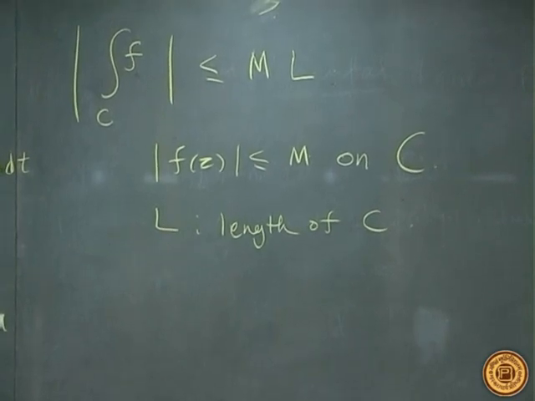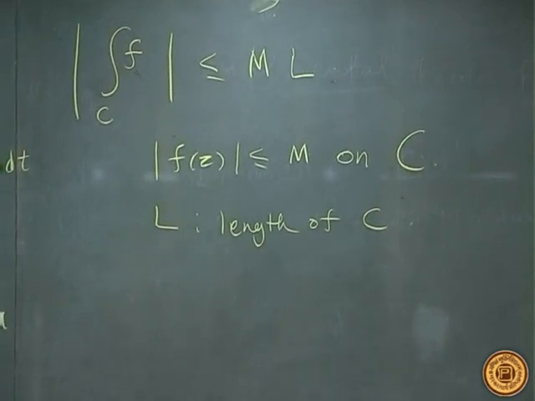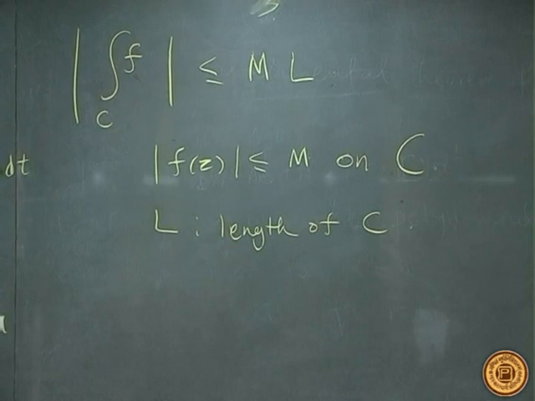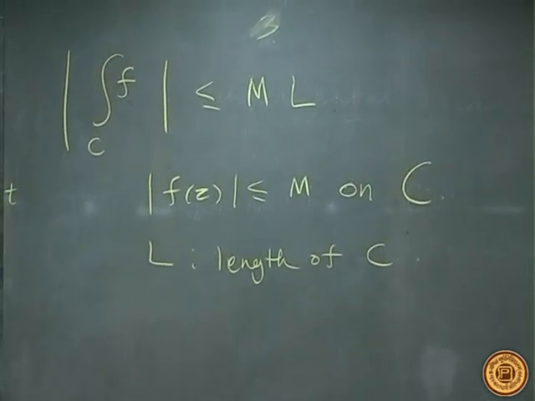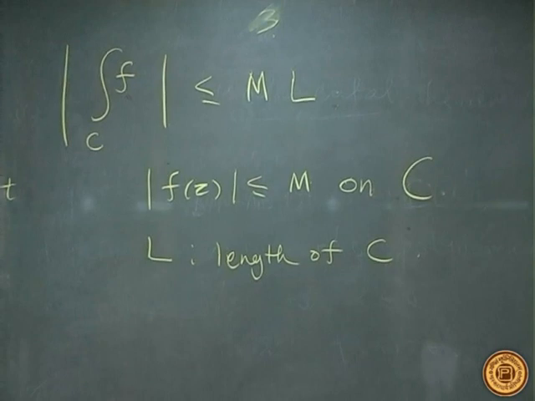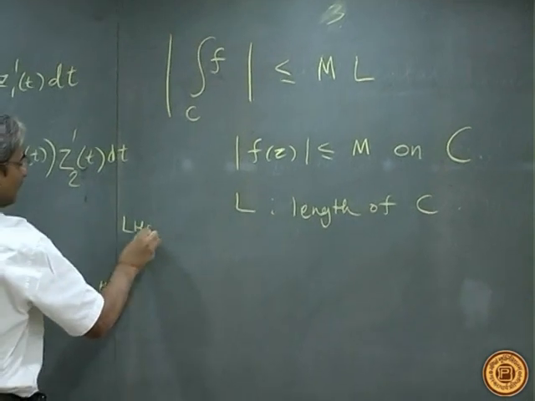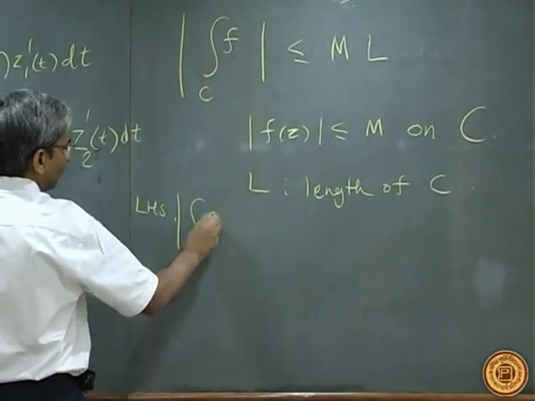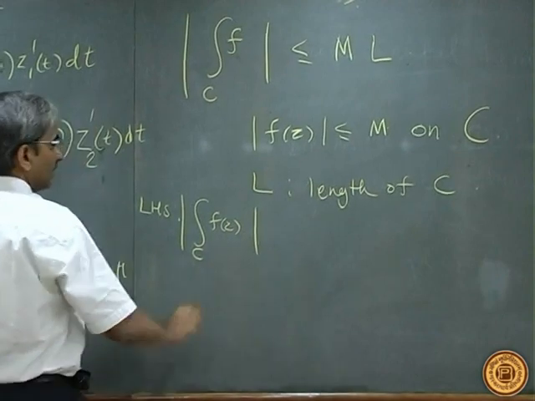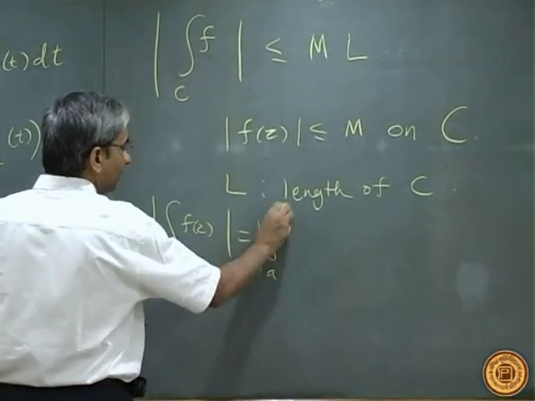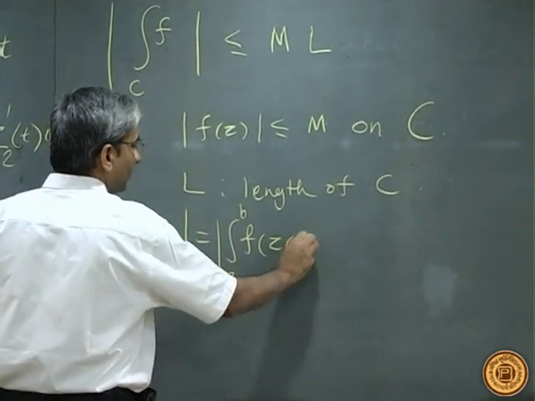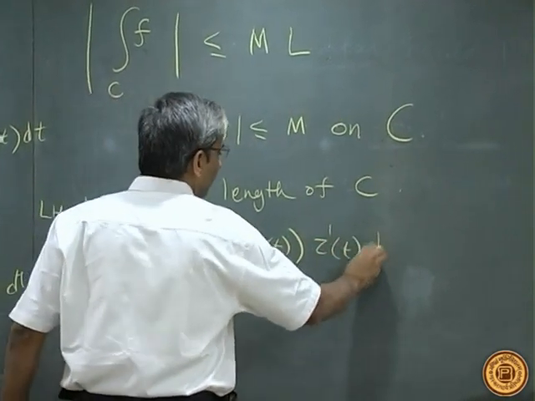So, how to prove this? The proof is there on your screen. So, let z(t) represent the contour. So, integral of f(z) over C is this, alright. So, just follows from the definition. So, let us start with the left hand side, integral mod of f(z), but this is integral from a to b f of z(t) into z prime t dt, mod.